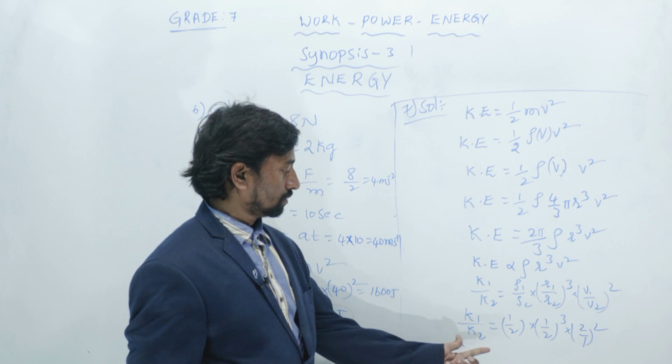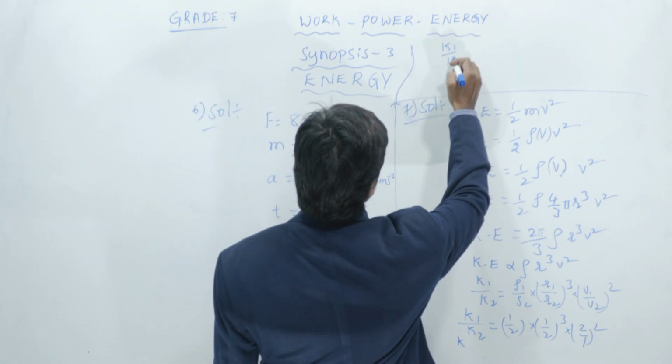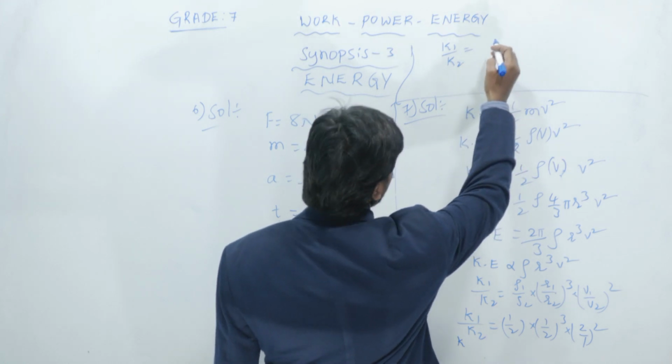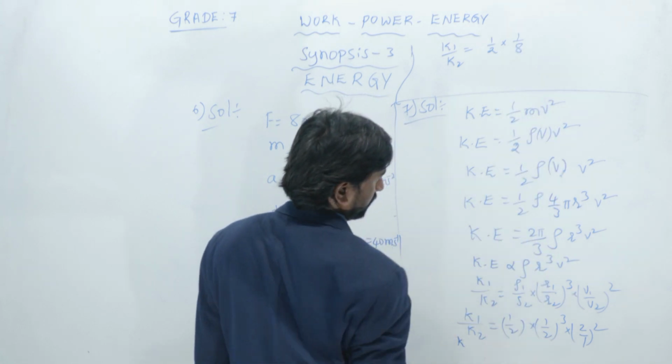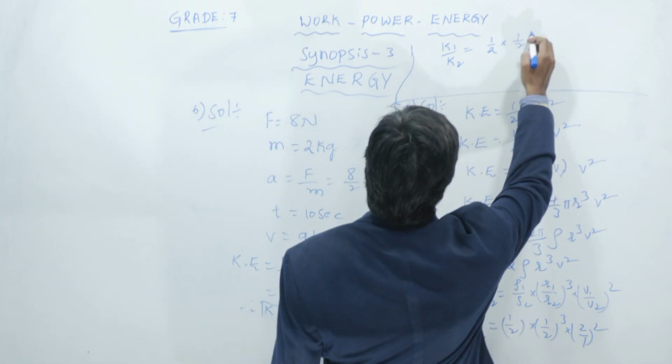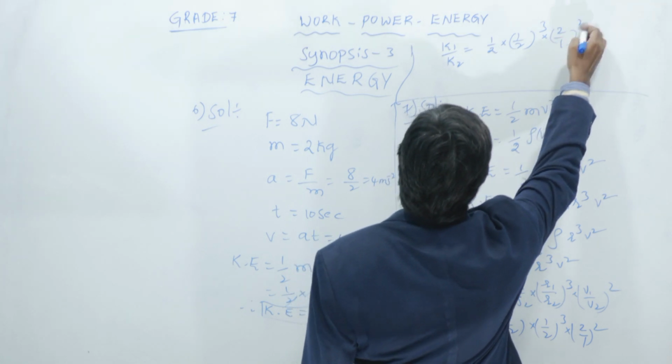Is it seen here? So I'll write the equation here. k1 by k2 is equal to 1 by 2 into 1 by 8. How can we add 1 by 8 there? This is 1 by 2 whole cube into 2 by 1 whole power 2.